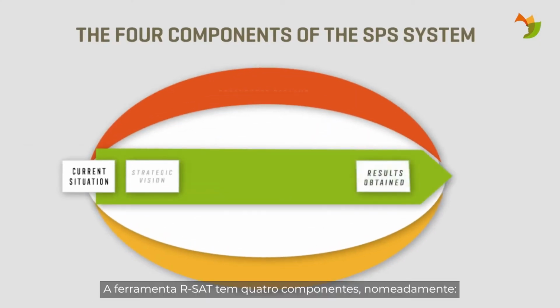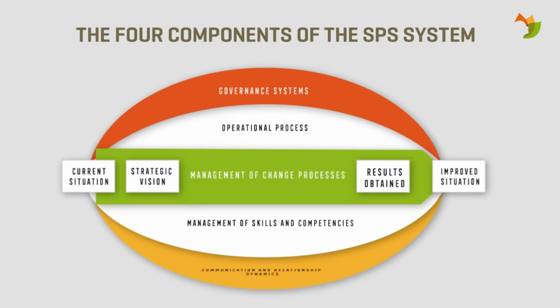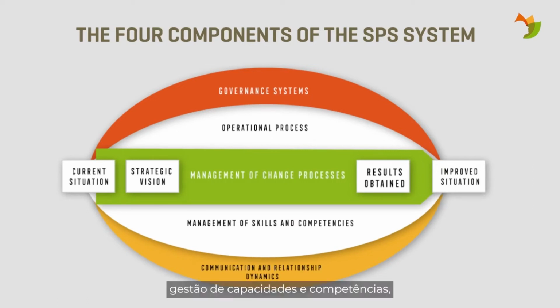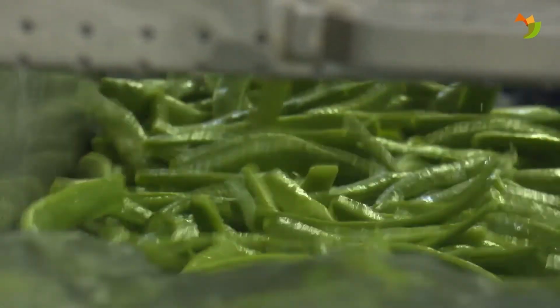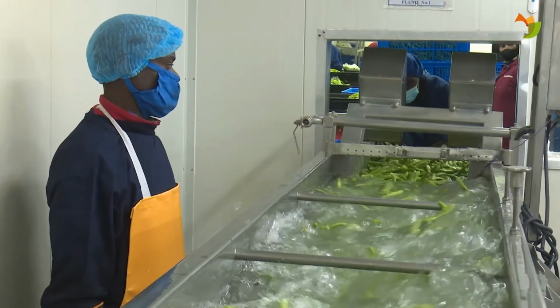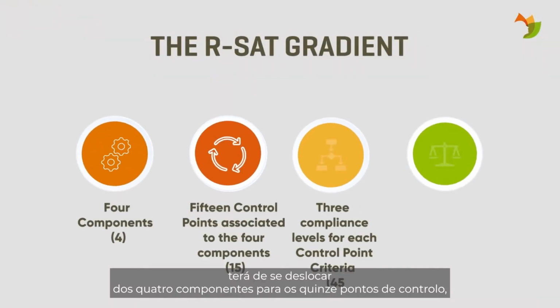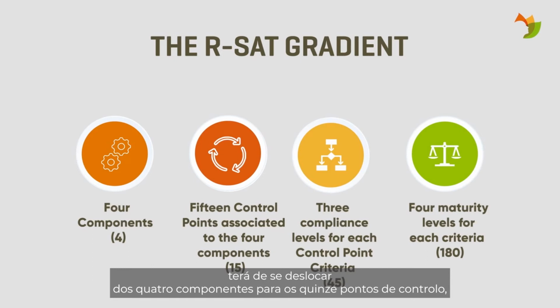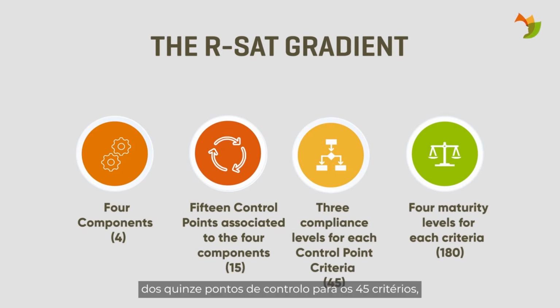The RSAT tool has 4 components, namely governance systems, operation of processes, management of skills and competencies, and communication and relationship dynamics. In a nutshell, for you to effectively apply the RSAT, you will be required to move from the 4 components to 15 control points. From the 15 control points, you move to 45 criteria. And lastly, from the 45 criteria, you move to 180 maturity levels.